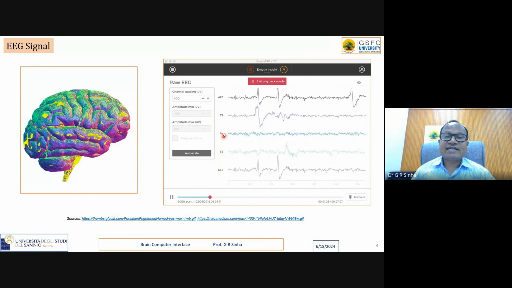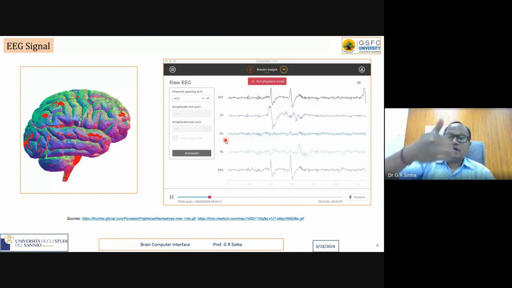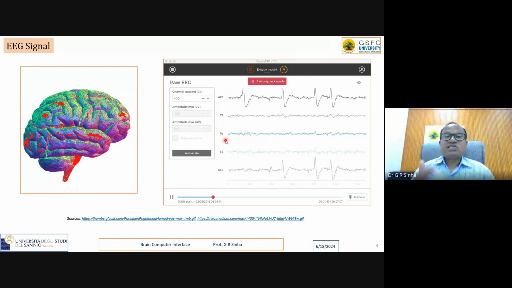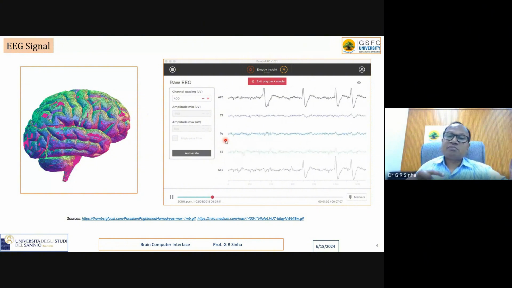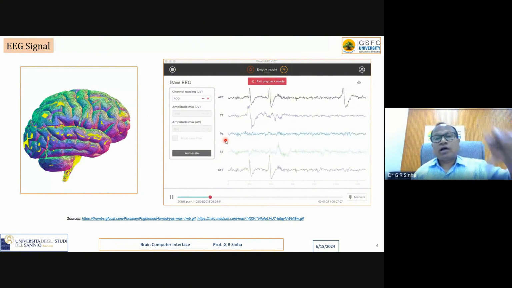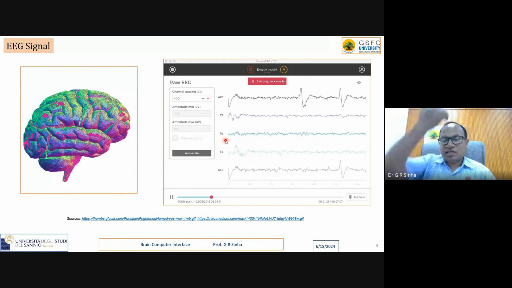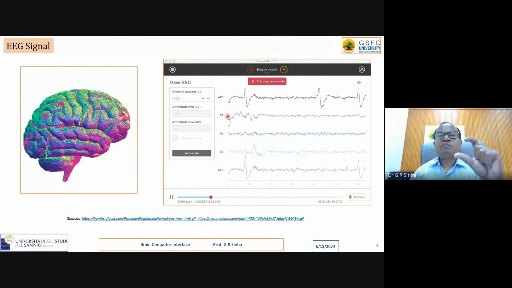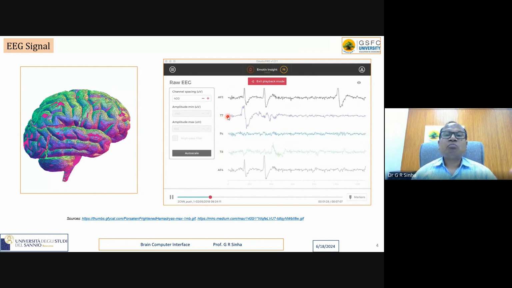Generally, Z is the center, the center between left and right. I think you can see me when I'm moving my hand. Center is denoted by Z. And generally, left side and right side are differentiated by odd numbers and even numbers. All the odd numbers will be on one side and even numbers on the other side. And between even and odd numbers, there will be Z, that is the central point. So you can understand the location of those channels, and the location of those channels is called the montage.